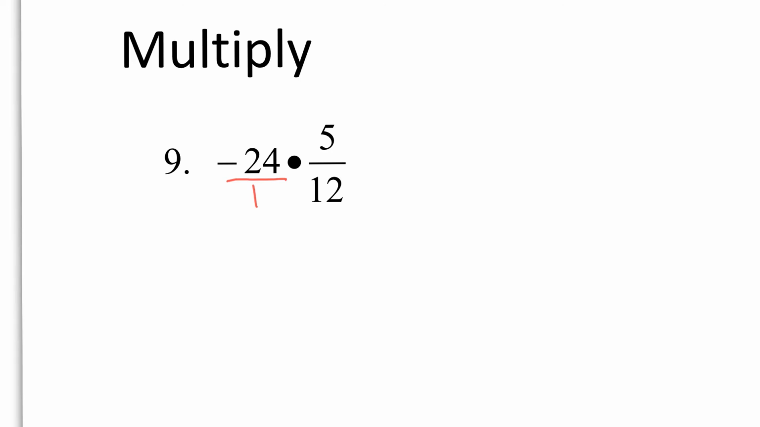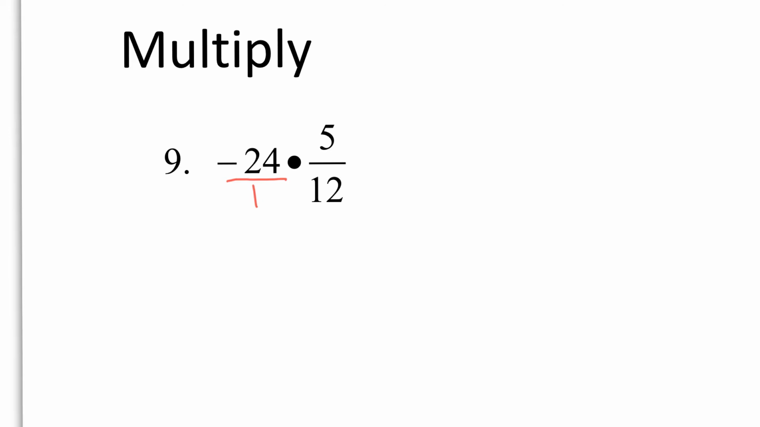You might say 8. Wait a minute. 8 goes into 24, but 8 doesn't go into 12. So no, that's not a common factor. It has to go into both numbers. The highest one is 12. 12 goes into 24, and 12 goes into 12. So you can simplify, cross simplify.